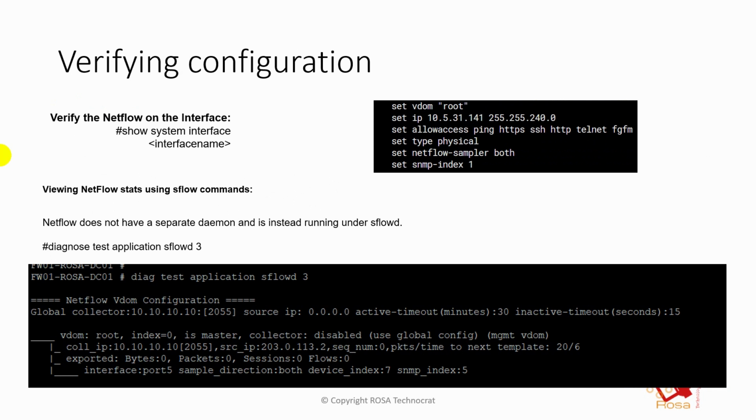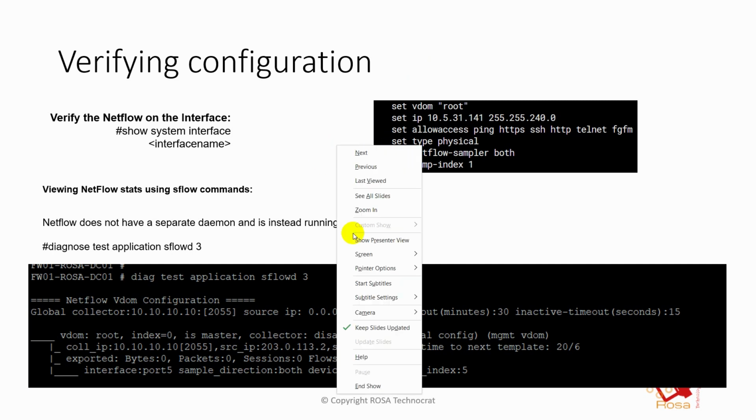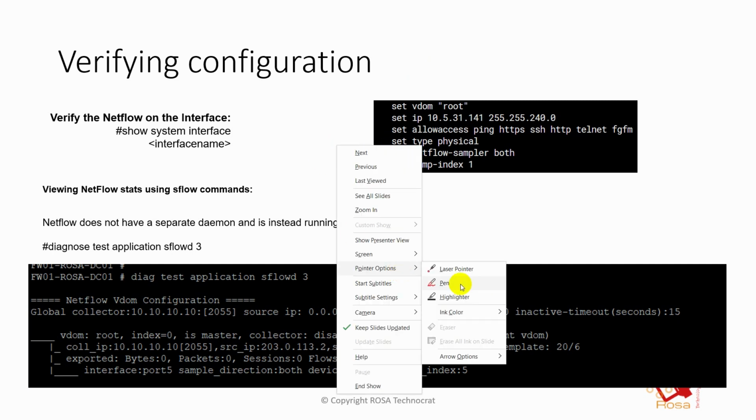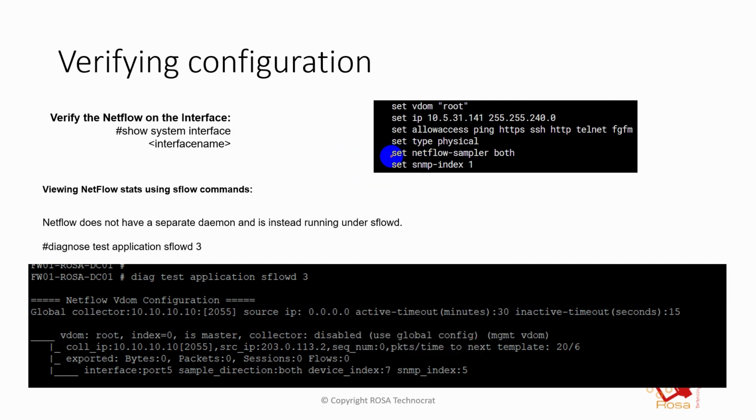Once you have verified the configuration and verified whether data is seen in the packet captures, you may also want to verify the interface configuration. In the interface configuration, you should have this option configured: NetFlow sampler both. If this option is not there, then also you will not see the NetFlow data.